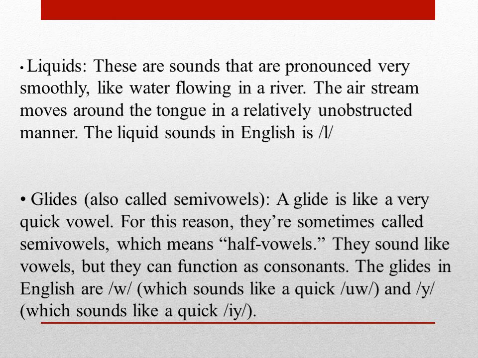The glides in English are w, which sounds like a quick w, and y, which sounds like a quick i. So you see that when you're pronouncing these sounds like w, y, and r, the glide is just like a semi-vowel. It's a quick vowel. So these are the various manners of articulation that we have talked about.